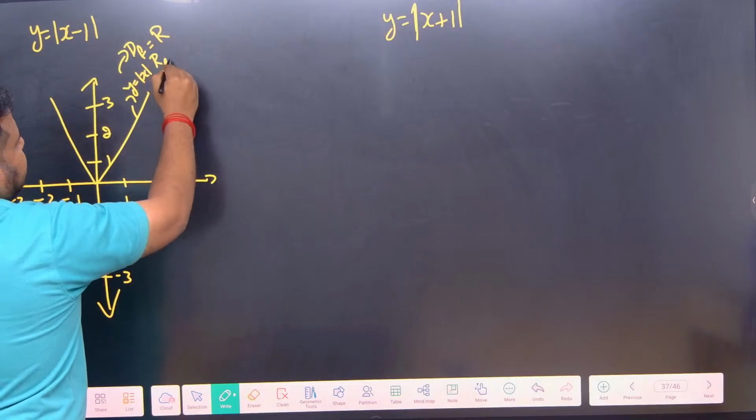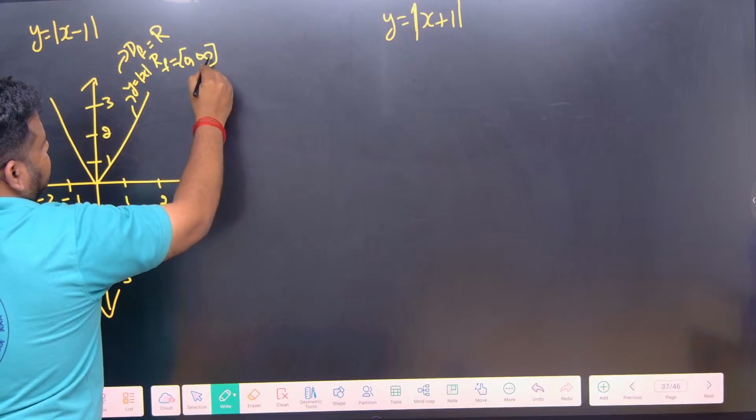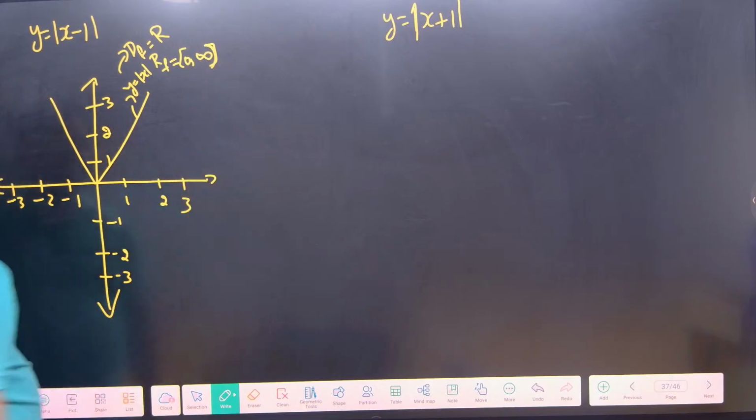Range of this function is what? Range of this function is 0 comma infinity. Infinity is an open interval. This is what we are having. Now look at this: y is equal to mod of x minus 1.